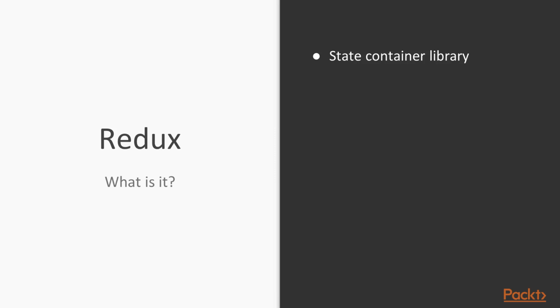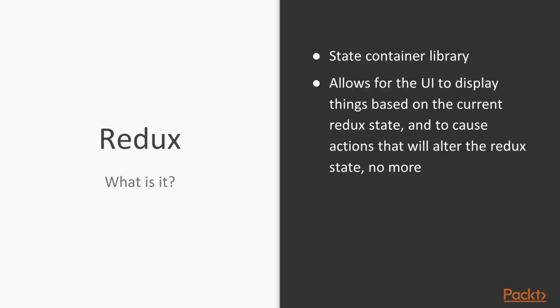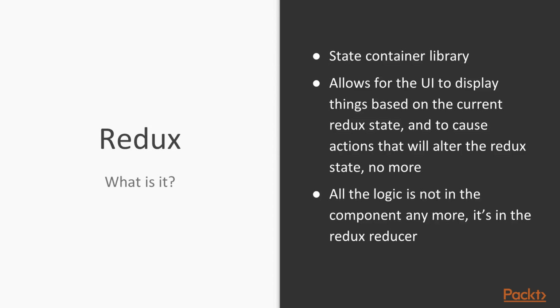Redux is a state container library. Basically, it contains all of the logic of a component so that the component can be free to do only the UI. It allows for our component to just do UI drawing based on the current Redux state. Redux will give our component some props as input, and this will be the state of the component. Besides that, a component can trigger some actions in order to alter the Redux state. Besides these two things, there's no more logic in the component.